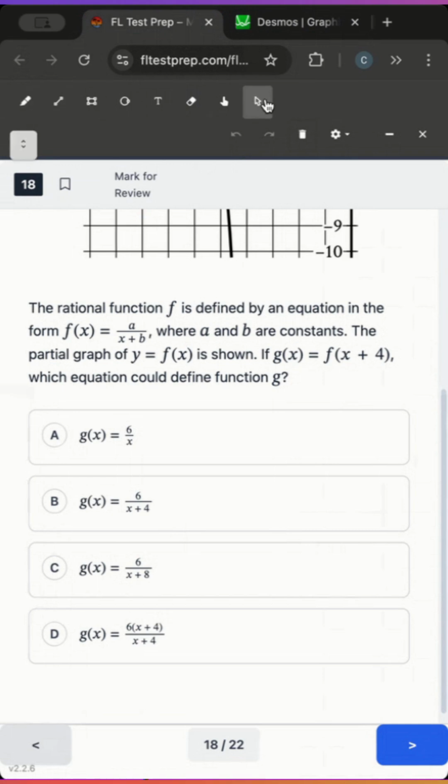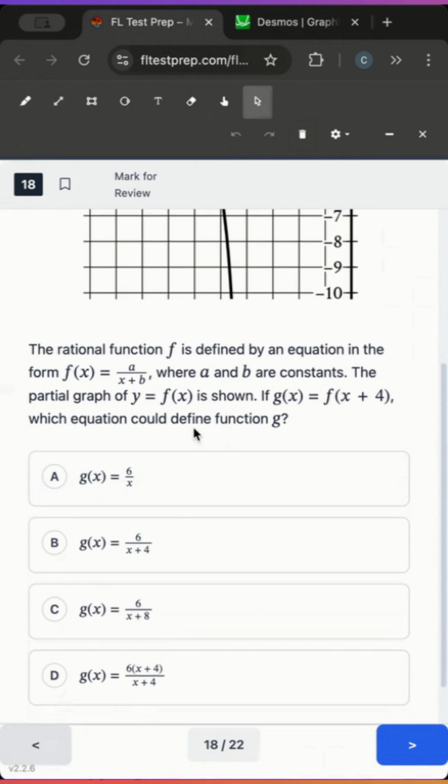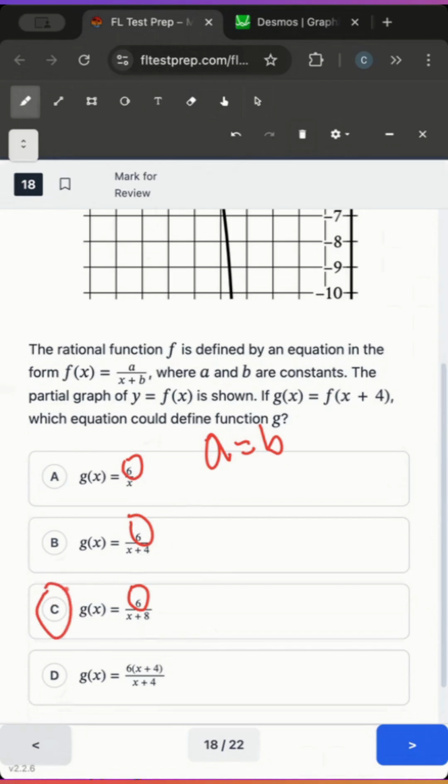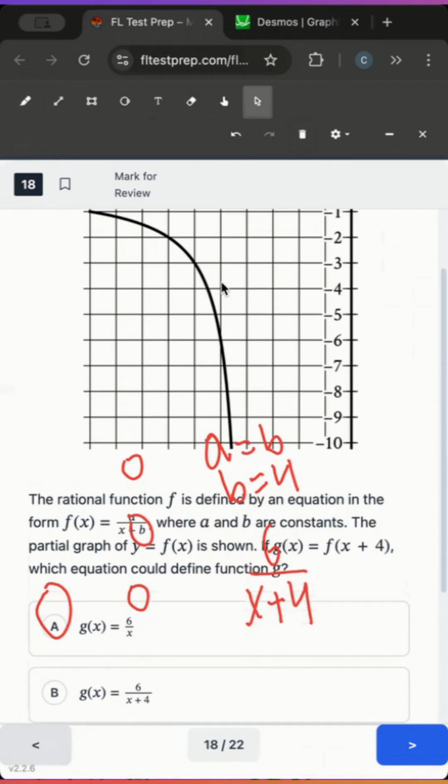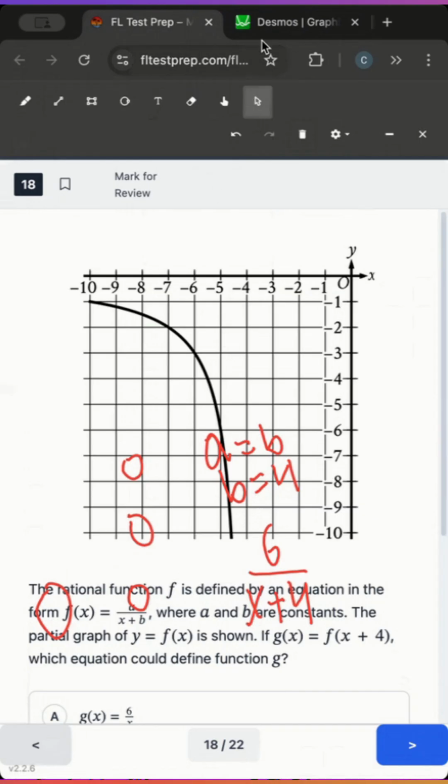Hold on, where's my put thingy? It's pretty much telling me that, hold on. So A equals 6, because I can see that 6 is in the numerator of all of these. And then if I choose C, that means B equals 4. So if I plug in 6 over x plus 4, it should give me the equation or the graph shown here. So let's go ahead and do that.